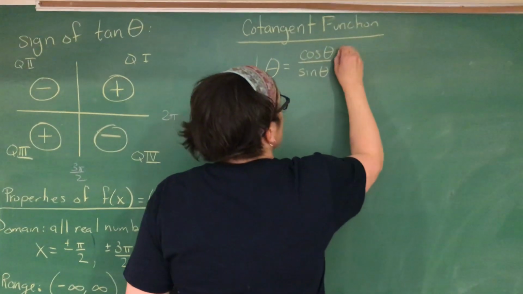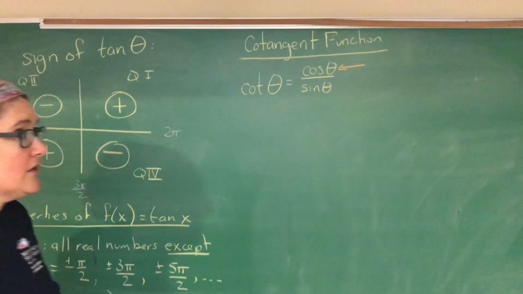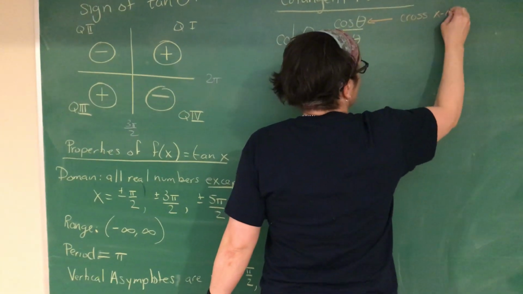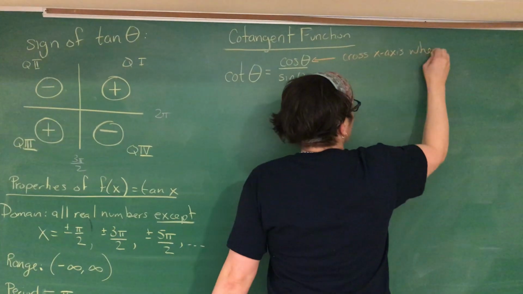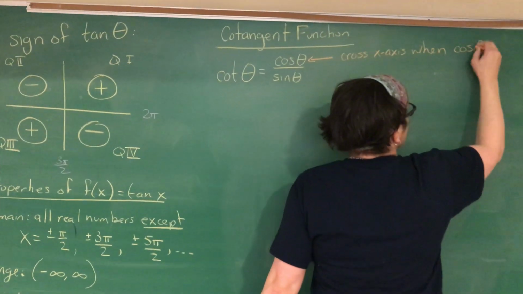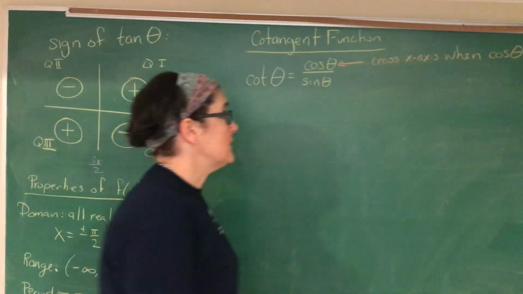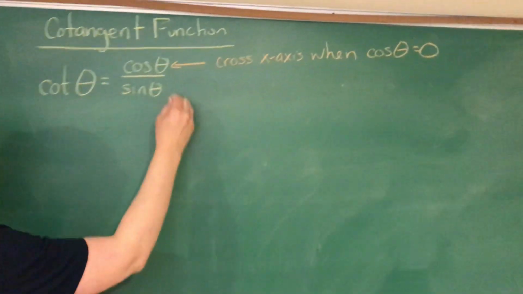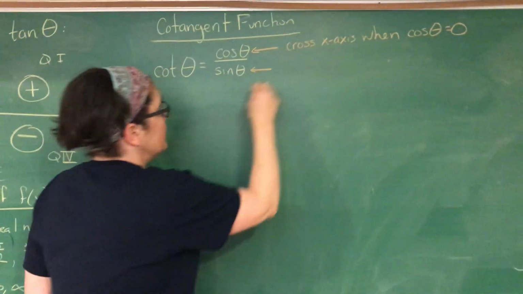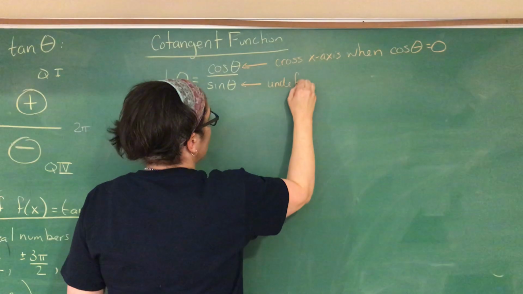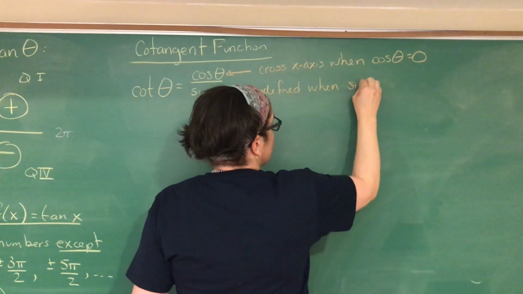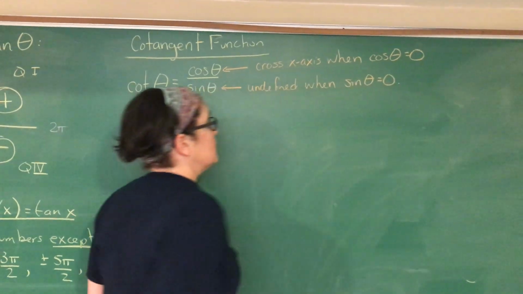And I know that our cotangent function will cross the x-axis when the numerator, which in this case is cosine of theta, is equal to 0. And our cotangent graph will have a vertical asymptote and will be undefined when the denominator, or sine of theta, is equal to 0.